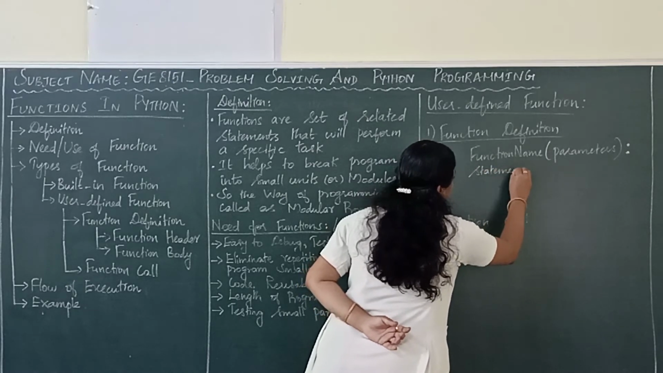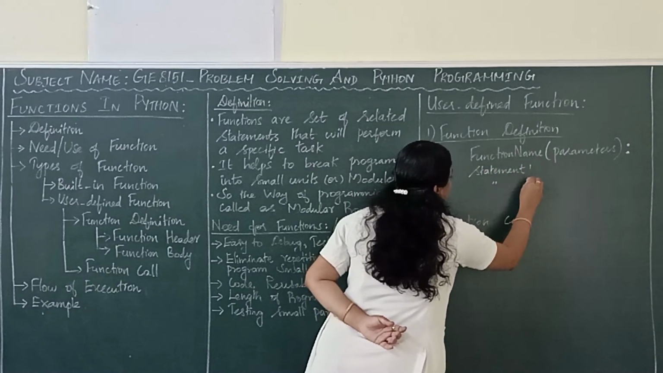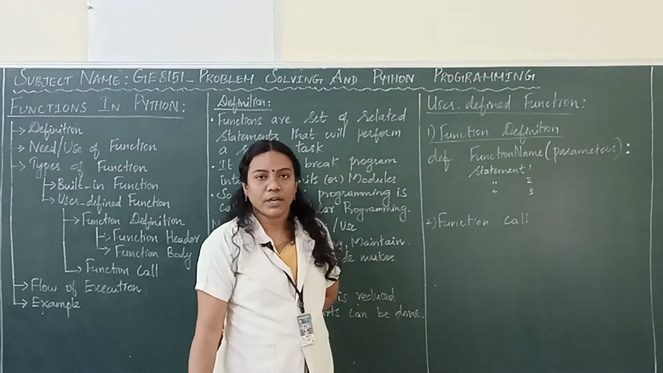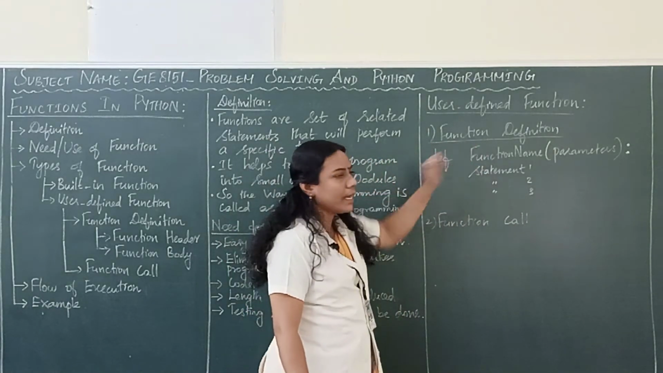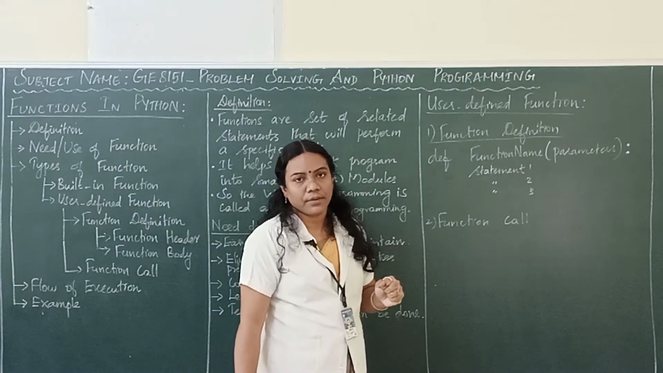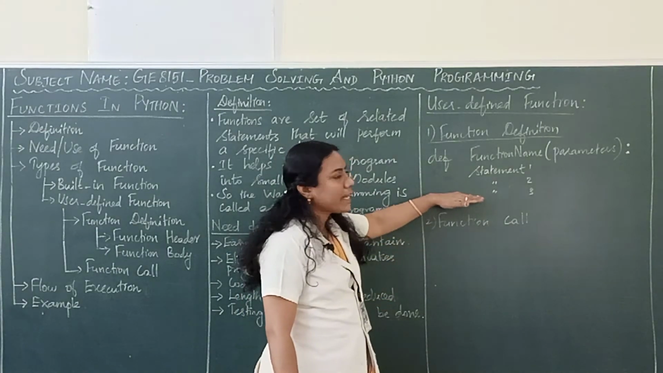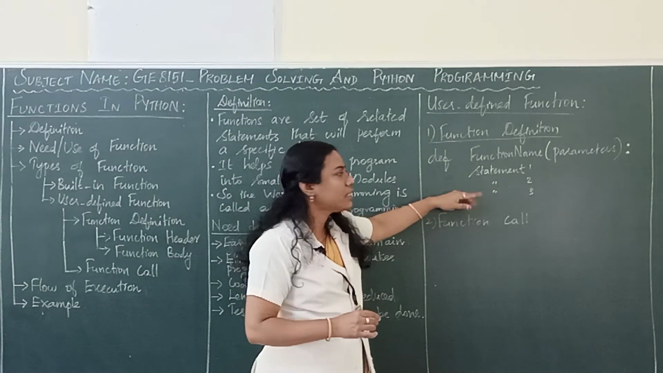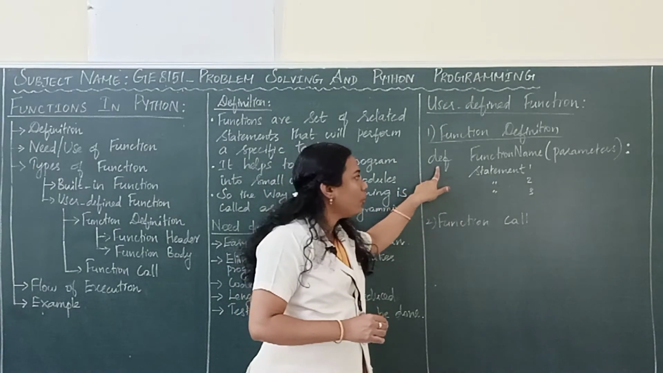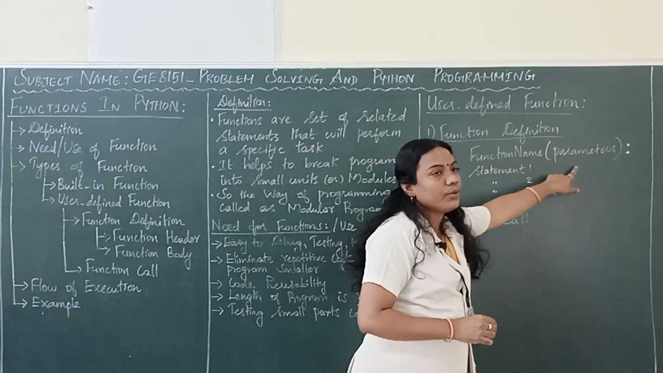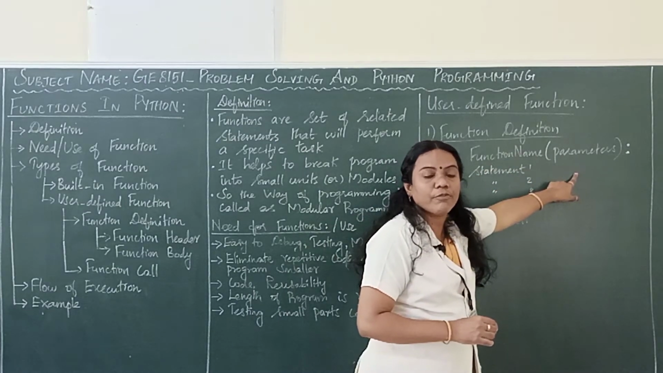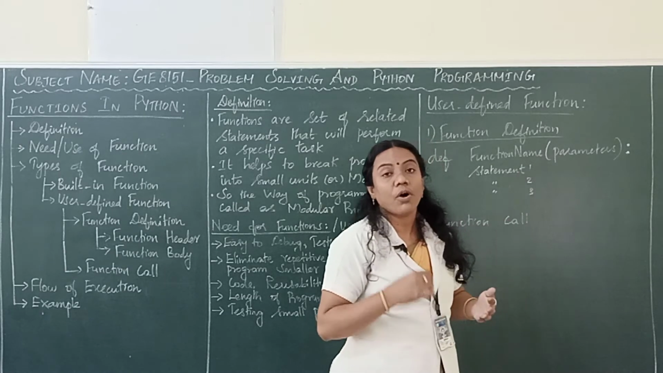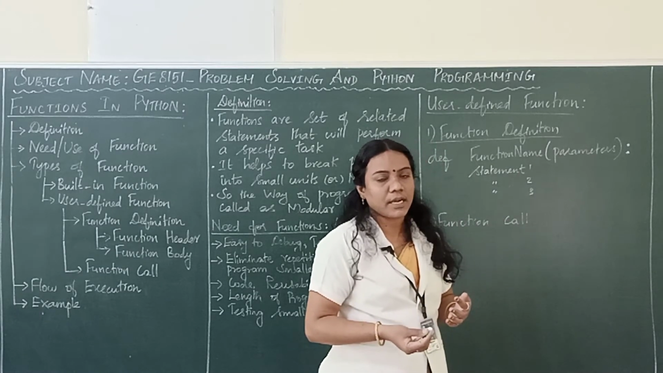Statement 1, statement 2, like this you can add as many number of statements inside the particular function. So on the whole, it is called as function definition. So this is the syntax for defining a function. The function definition starts with the keyword def followed by function name, and then you need to include the required number of parameters.